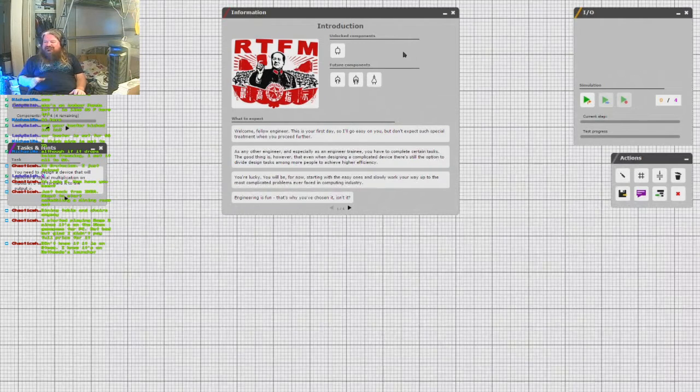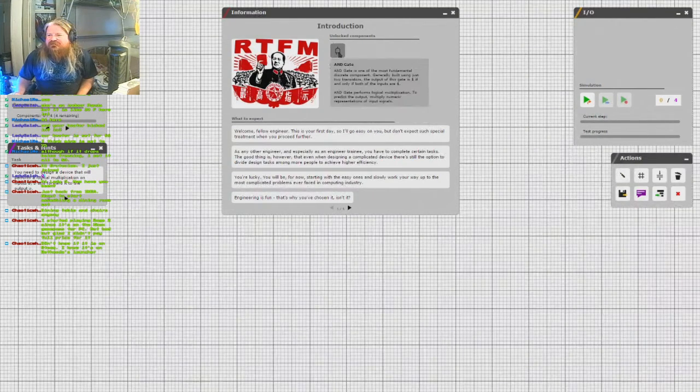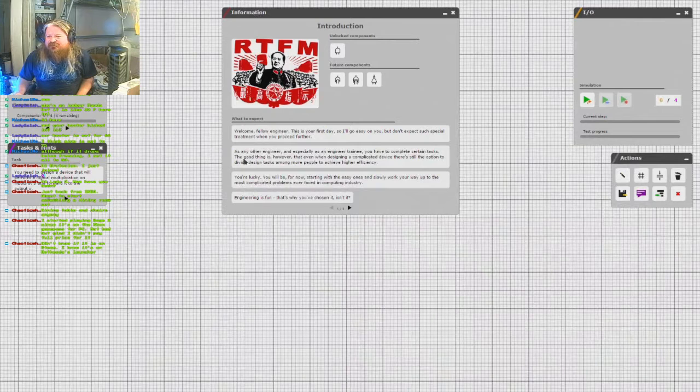RTFM. I love it. So they'll go, yeah, so this is my first D. So they'll go easy, but don't expect some special treatment when you proceed further.